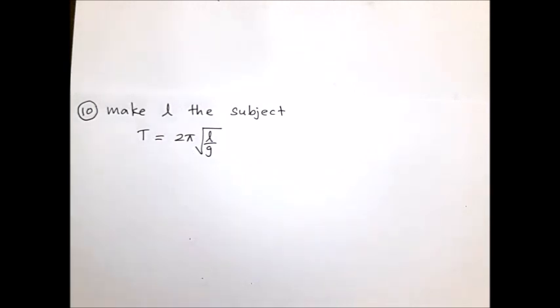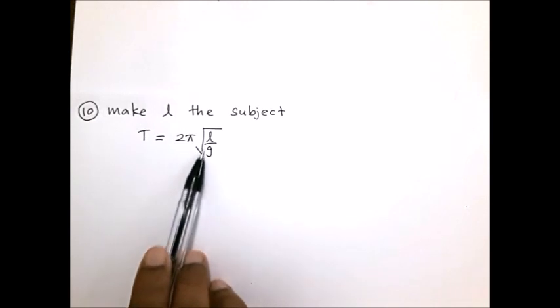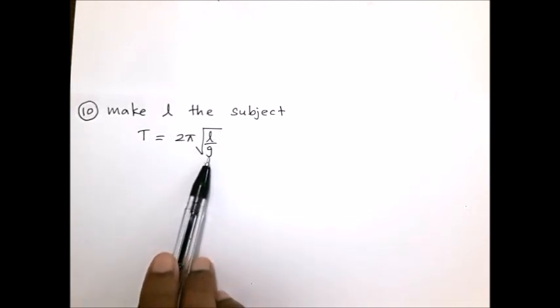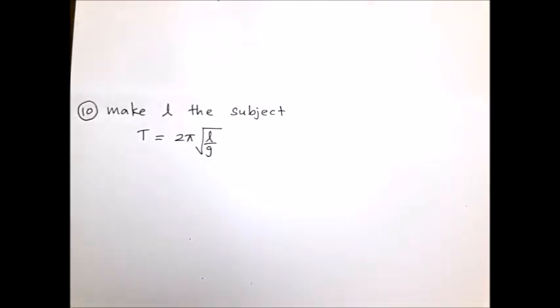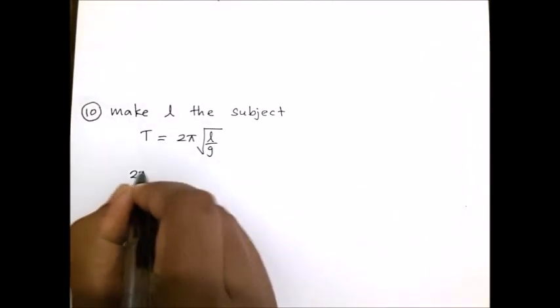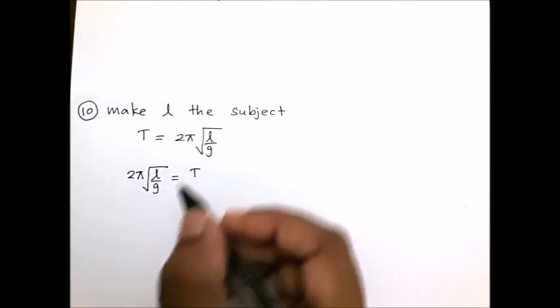Now look at 10th example. T equals 2π square root of L divided by G. You have to make L the subject. First change the sides of the formula. 2π square root of L over G equals T.